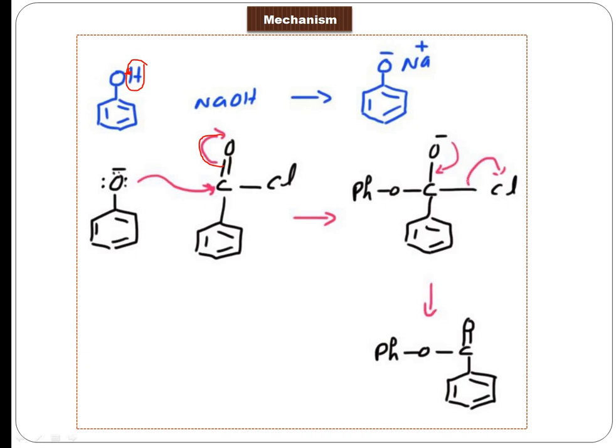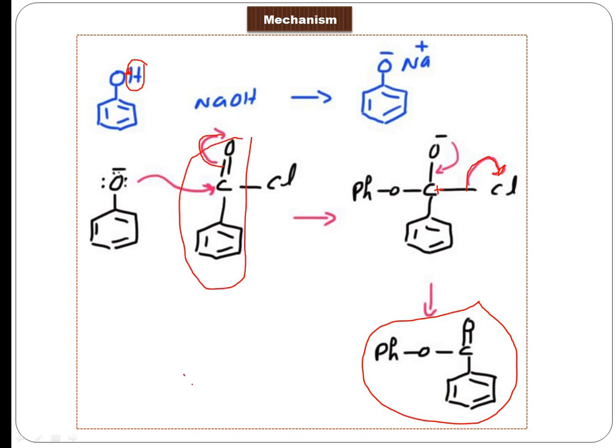And then in the next step, this Cl negative leaves because chlorine is highly electronegative. And then it creates a positive center here, and then negative charge comes here. So you get, this is your product, phenyl benzoate.